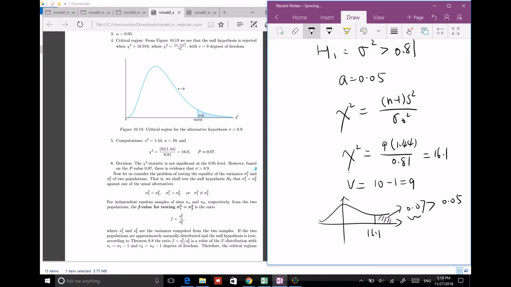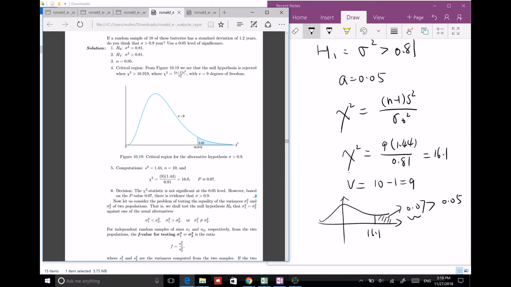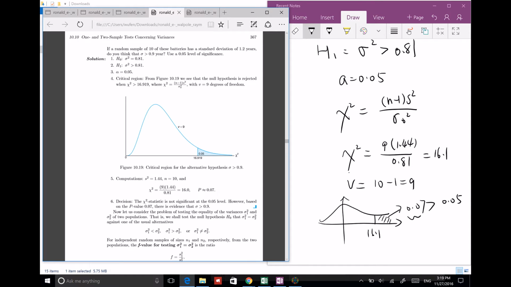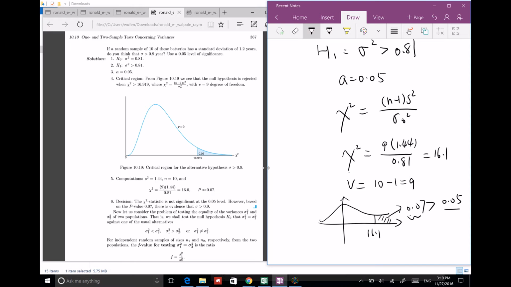We got that p is 0.07. It's not significant at 0.05. So based on the p-value, there is not enough evidence that sigma is bigger than 0.9. Okay, so if p is 0.07, if you compare with 0.05, it should be bigger than 0.05.